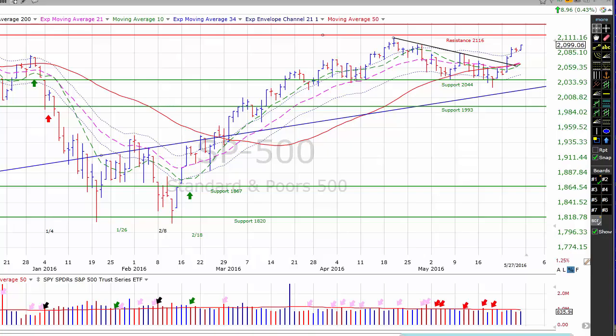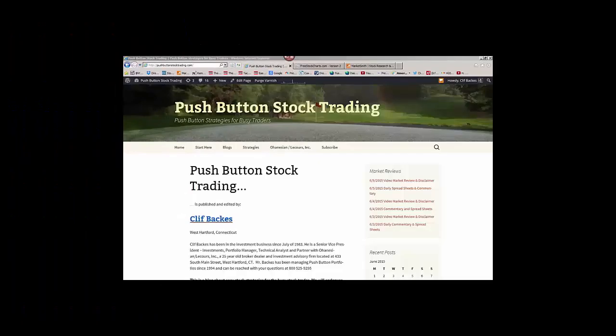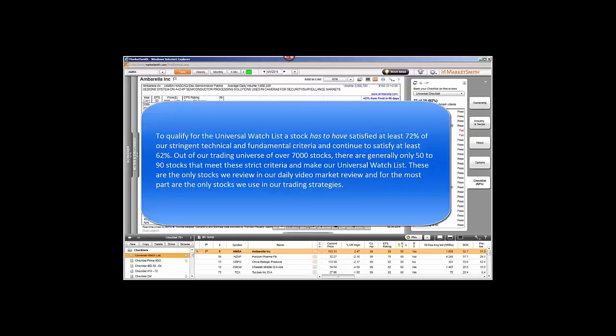So let's take a look at a few stocks, but before we do that, just a note. All of the individual stocks that we talk about in our video market reviews are from our universal watch list. To qualify for our universal watch list, a stock has to have satisfied at least 72% of our stringent technical and fundamental criteria and continue to satisfy at least 62%. Out of our trading universe of over 7,000 stocks, there are generally only about 50 to 90 stocks that meet these strict criteria and make our universal watch list. These are the only stocks we review in our daily video market review, and for the most part, they're the only stocks that we use in our trading strategies.